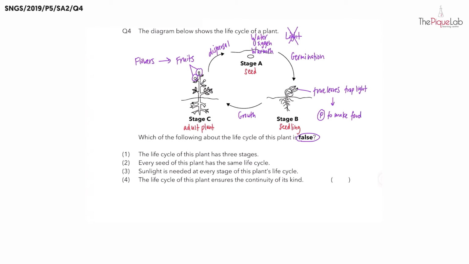The life cycle of this plant has 3 stages. If we begin with the seed stage as number 1, the next stage will be the seedling stage, number 2, and finally the 3rd stage, the adult stage. So this statement is true.